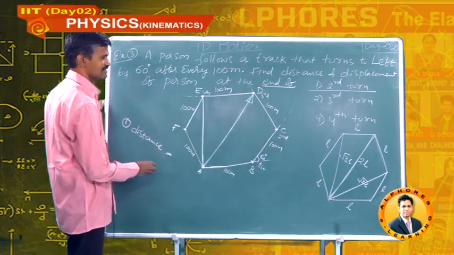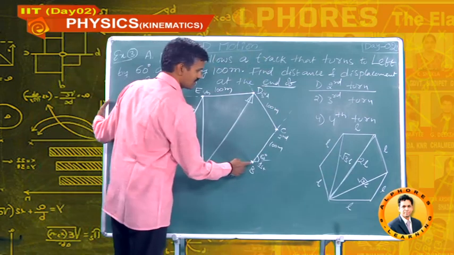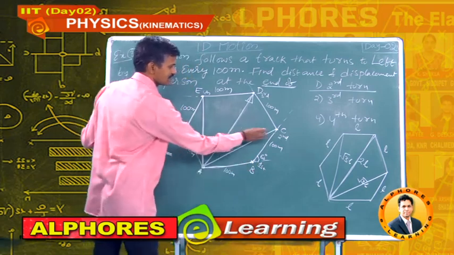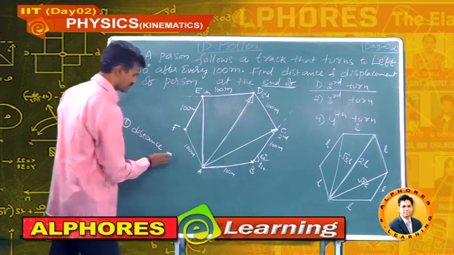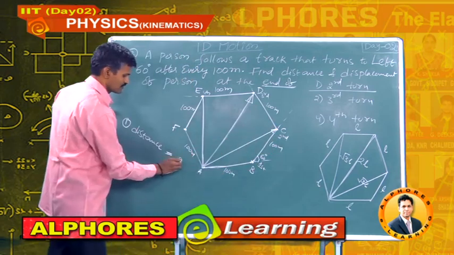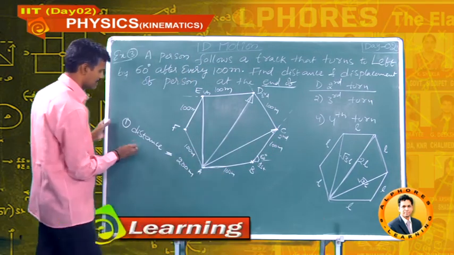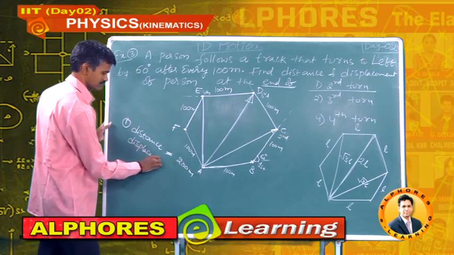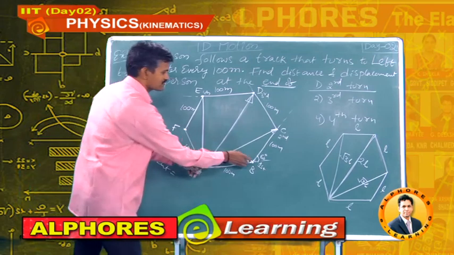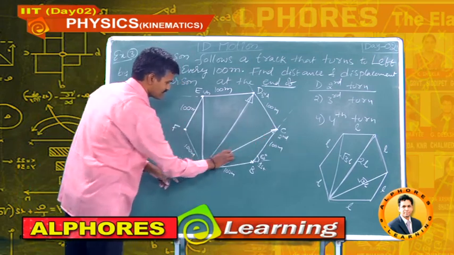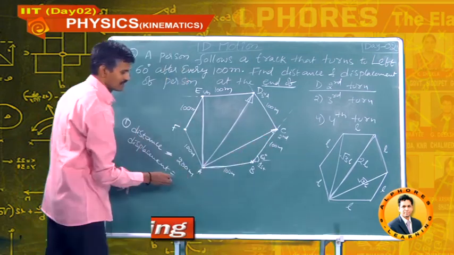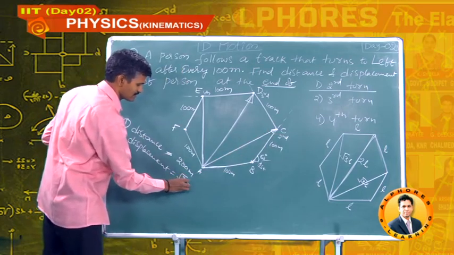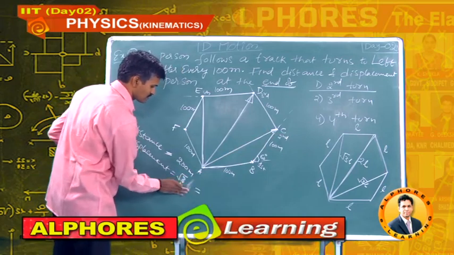Distance travelled by the person: this is where the first turn starts and here the first turn ends, and this is the diagonal. So distance is 100 plus 100, 200 meters, and displacement is the length of this diagonal. This is root 3 L, that is root 3 into 100.